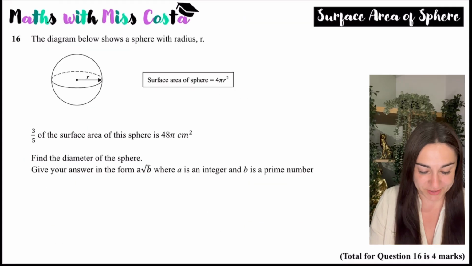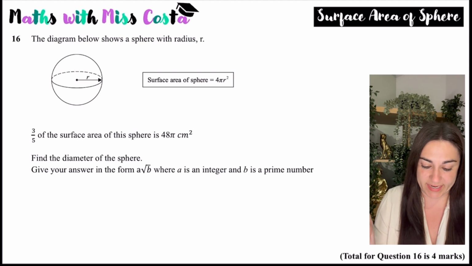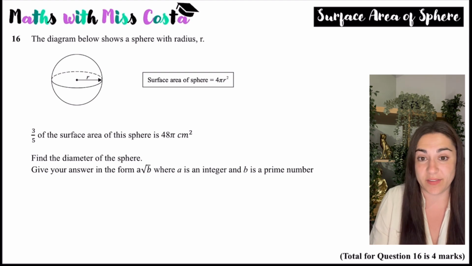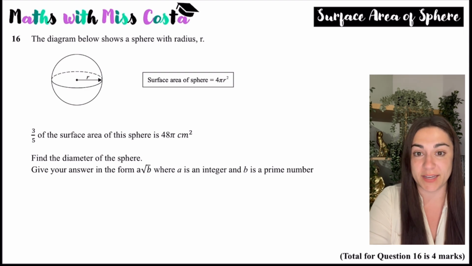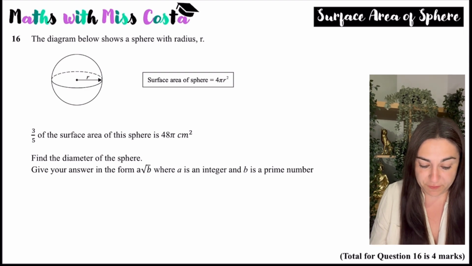Okay, so in this question, I am shown a diagram with a sphere in it with radius r. I'm also given the formula for the surface area of a sphere, which is 4 pi r squared. And then I'm told that 3/5 of the surface area of the sphere is 48 pi. And the question is asking me to find the diameter of the sphere.